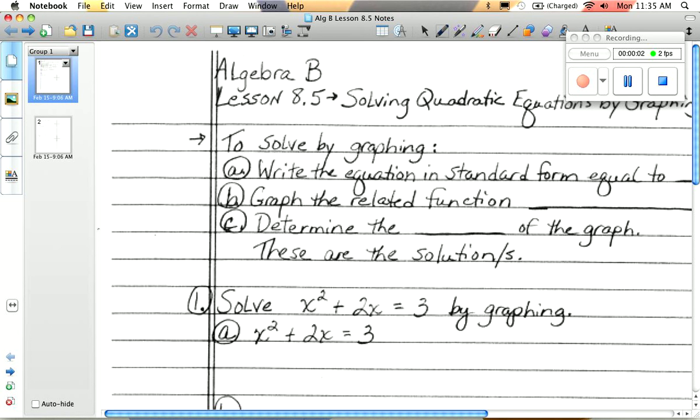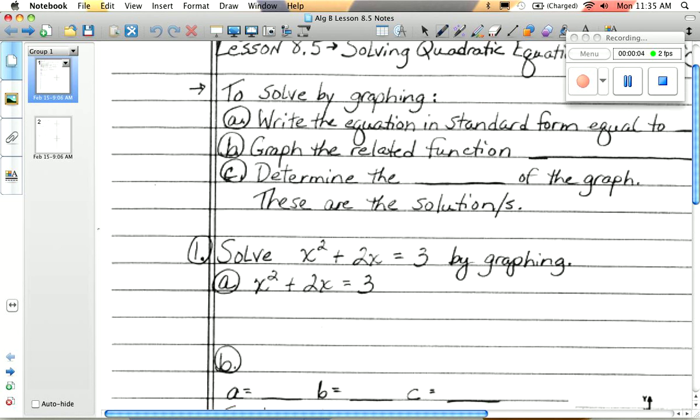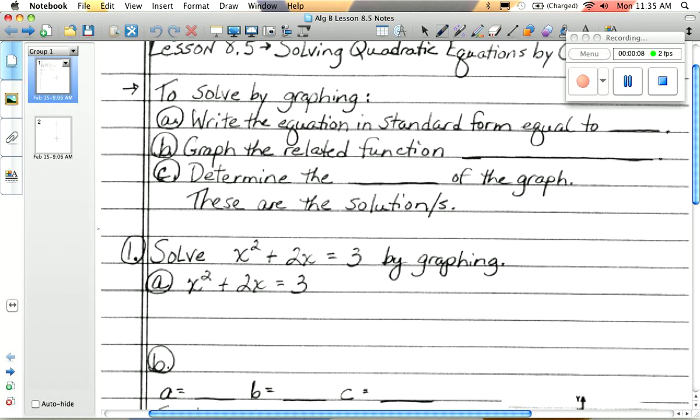So when we're solving quadratic equations by graphing, here are the steps we're going to do. We're going to write the equation in standard form, and we're going to set it equal to 0. In other words, they're probably going to give the equation without a y in it, and we're going to rearrange the equation so that we have it in standard form, ax squared plus bx plus c, and we have a 0 on the other side. Or if there is a y in it, we could replace the y with 0.